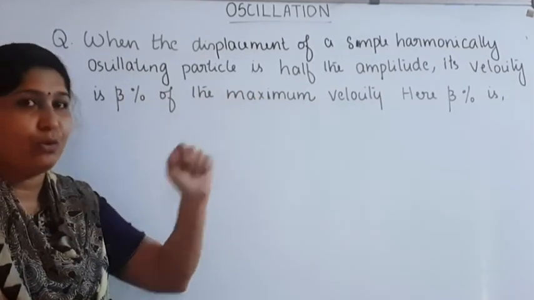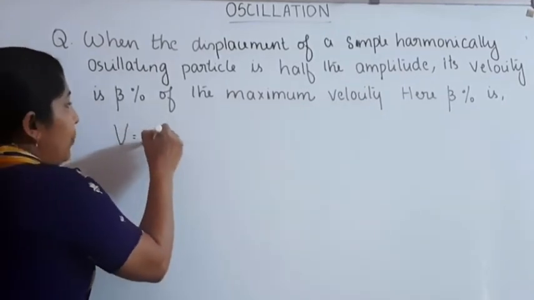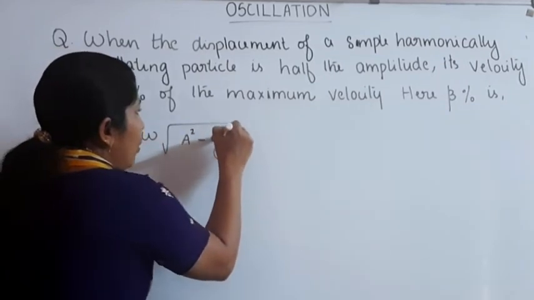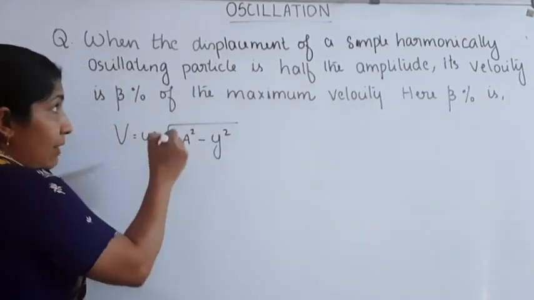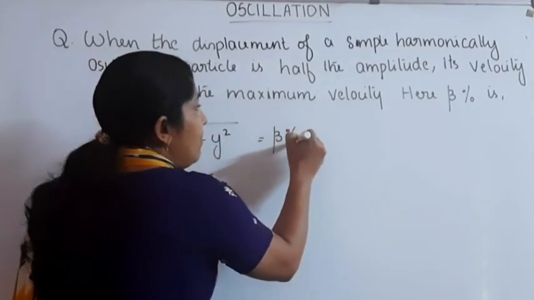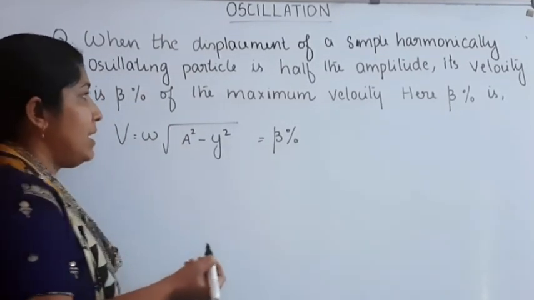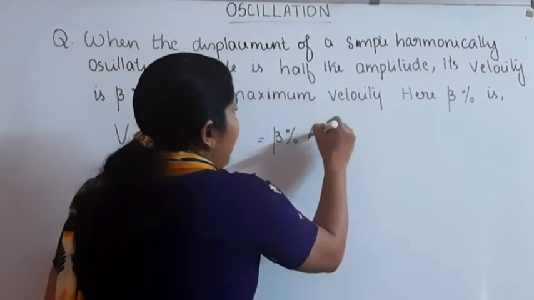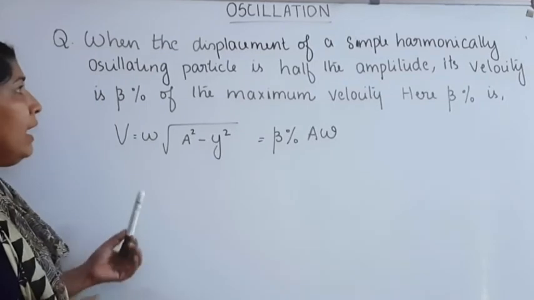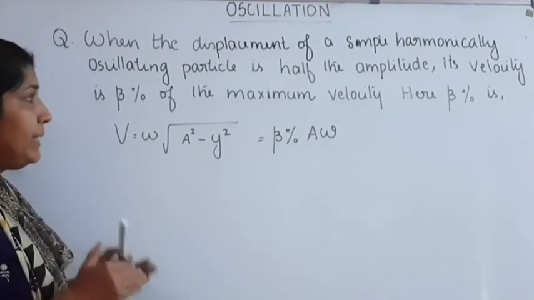We know that the equation for the velocity v is equal to omega into root of a square minus y square. That is the general equation for the velocity. And that velocity is beta percentage of maximum velocity. We know that the maximum velocity is equal to a omega. Beta percentage of the maximum velocity. Now we want to find out the beta percentage.